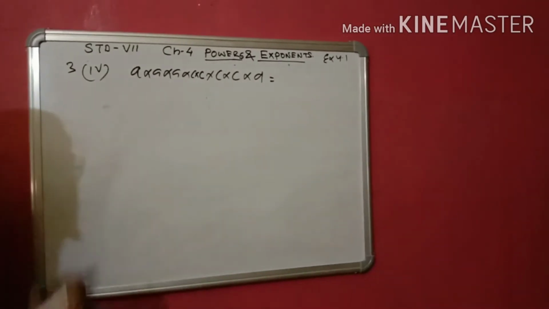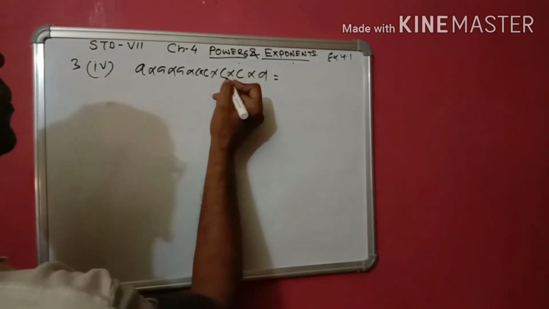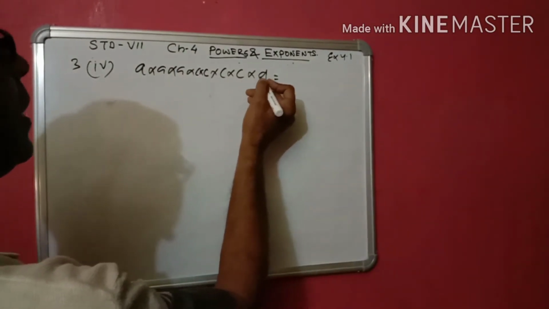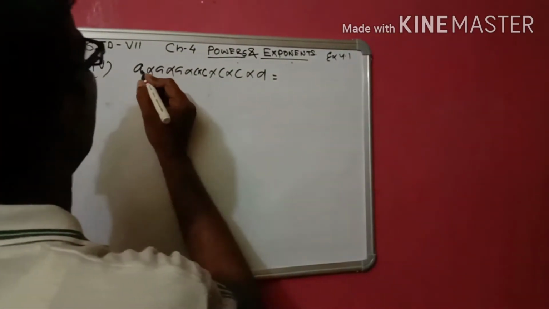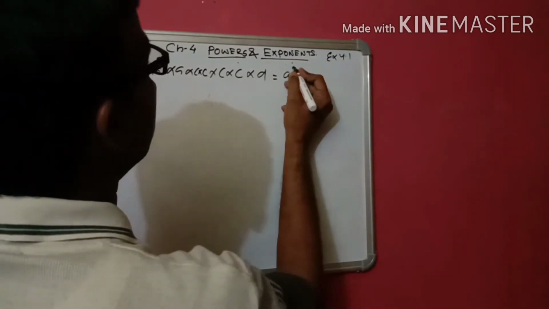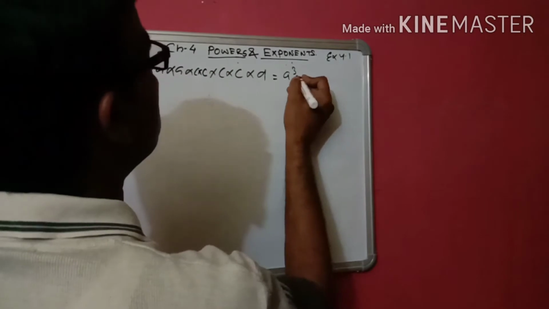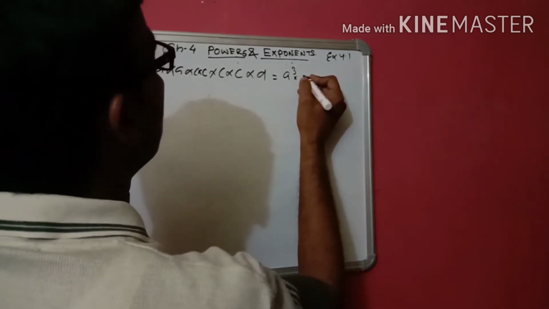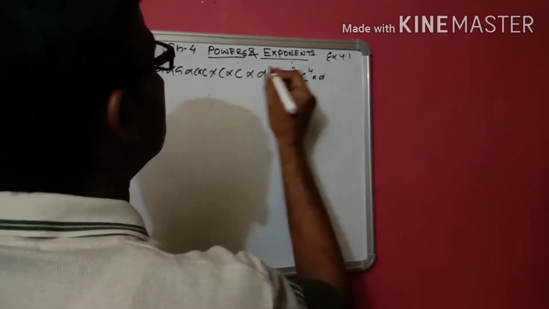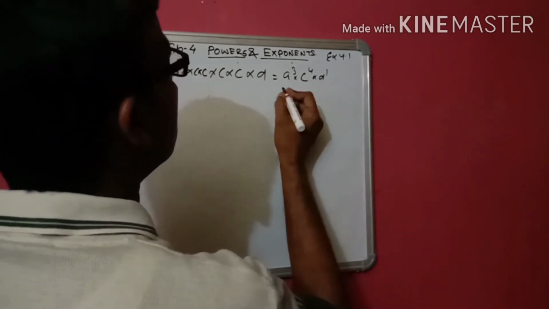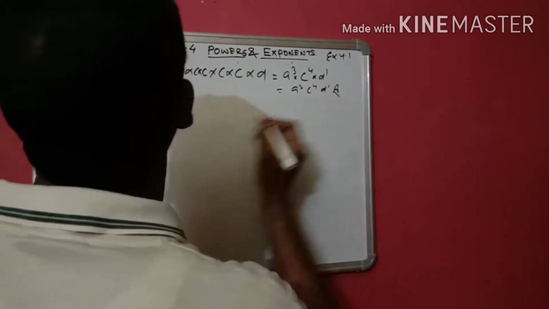Now see question number 4. It is given a into a into a, c into c into c into c into d. Write in the exponential form. So a to the power 3, into c to the power 4, into d to the power nothing is there, meaning only one d is there, d to the power 1. So you can write a to the power 3 c to the power 4 d to the power 1. This is your required answer.